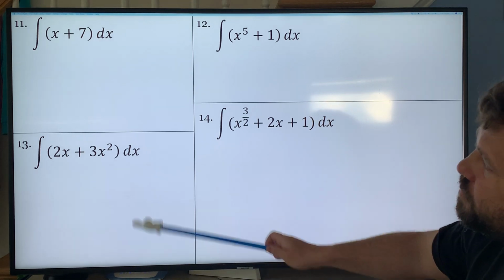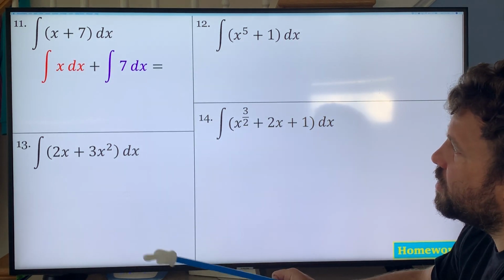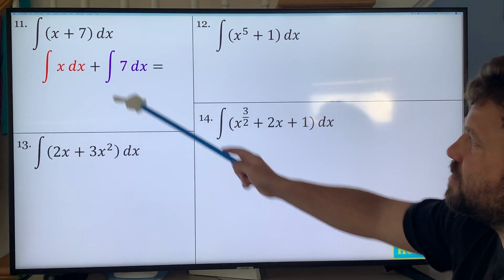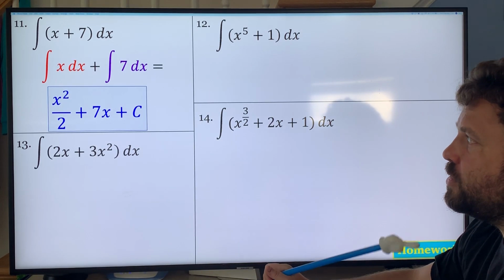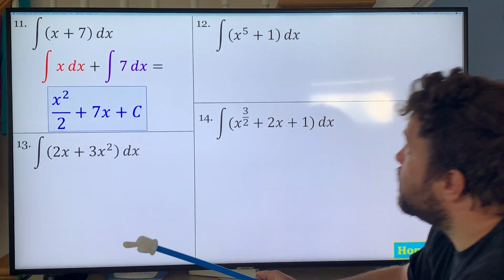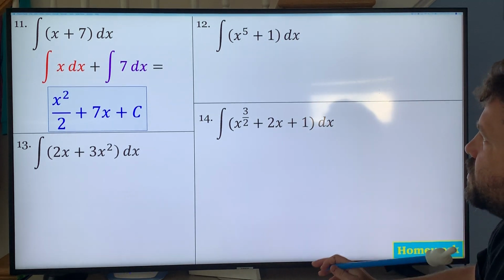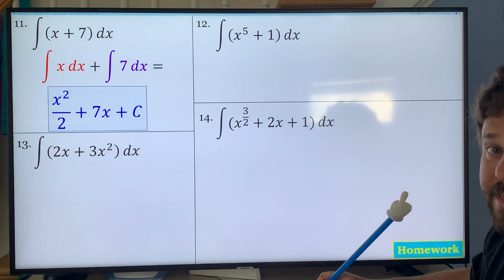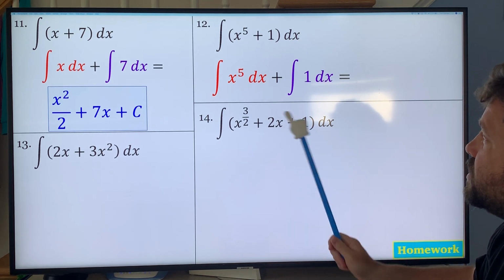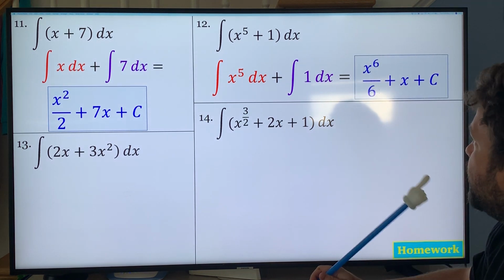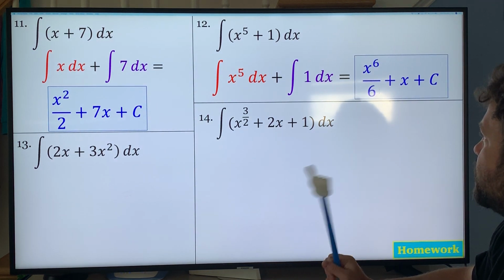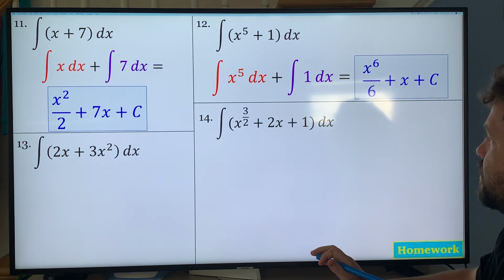All right. Let's go over it. Integral of x, integral of 7 dx. X squared over 2 plus 7x plus c. Right here, x to the 5th plus 1. 5 plus 1 is 6. So integral of that is x to the 6th over 6 plus x plus c.